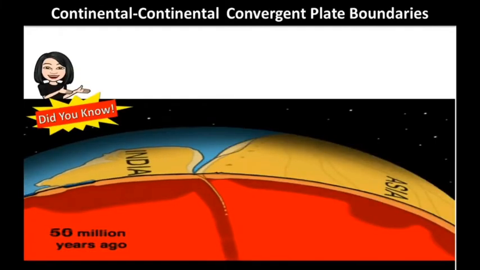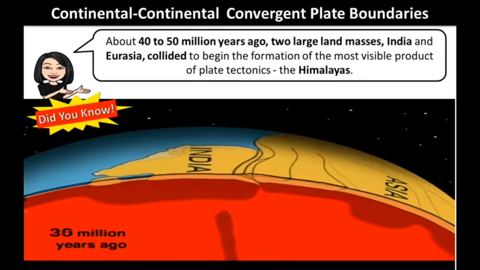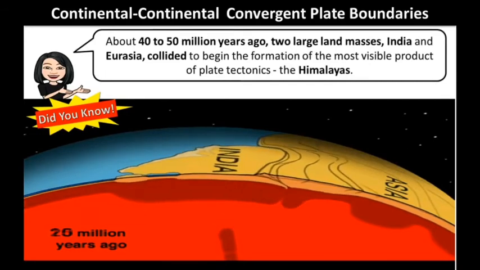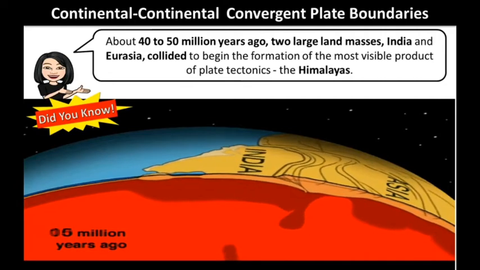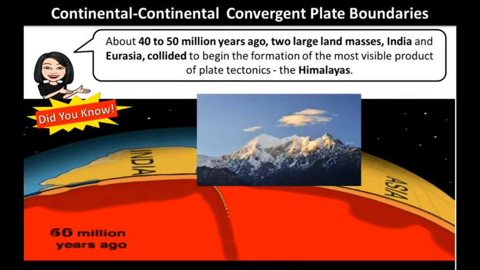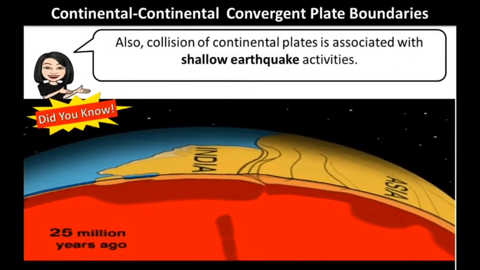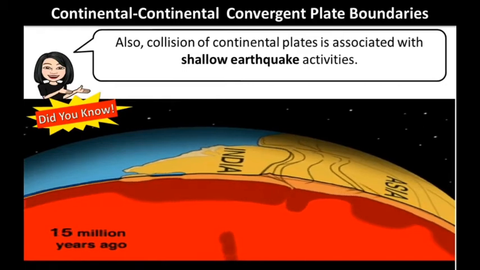Did you know? About 40 to 50 million years ago, two large land masses, India and Eurasia, collided to begin the formation of the most visible product of plate tectonics, the Himalayas. Also, collision of continental plates is associated with shallow earthquake activities.